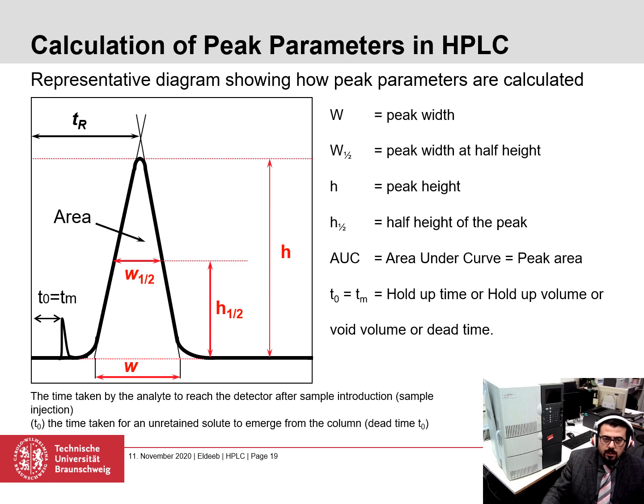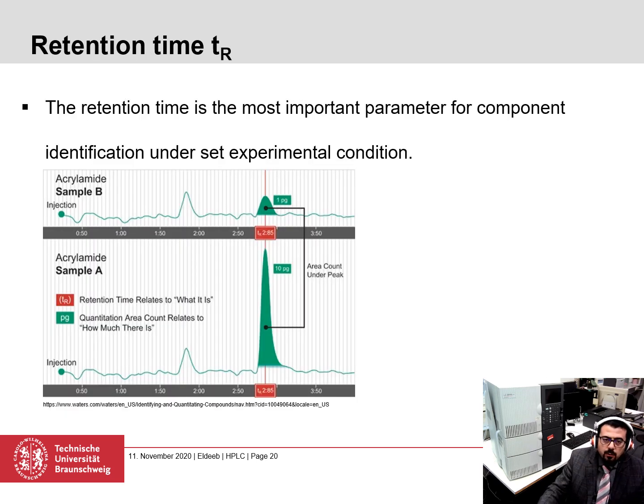Important are the retention time, which is the time taken by the analyte to reach the detector after sample introduction, the peak area or area under the curve, which is usually directly proportional to the concentration of the analyte in a certain linear range, and the width of the peak. The retention time of a substance can be used for its identification by comparing the retention time of unknown substance to the retention time of a reference material under the same chromatographic conditions.